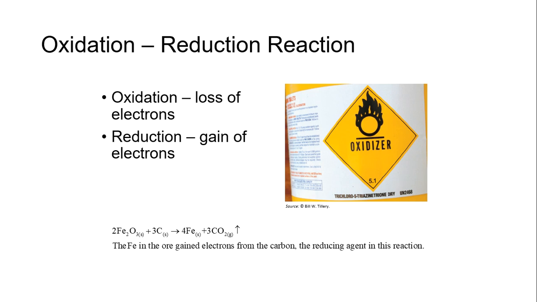Reduction would be where it gains electrons, so it becomes negatively charged. Easiest way to think of this is reduce. And when you gain electrons, you get a more negative charge. So you're dropping the charge to negative values. So reduction, you reduce the charge into the negative region.